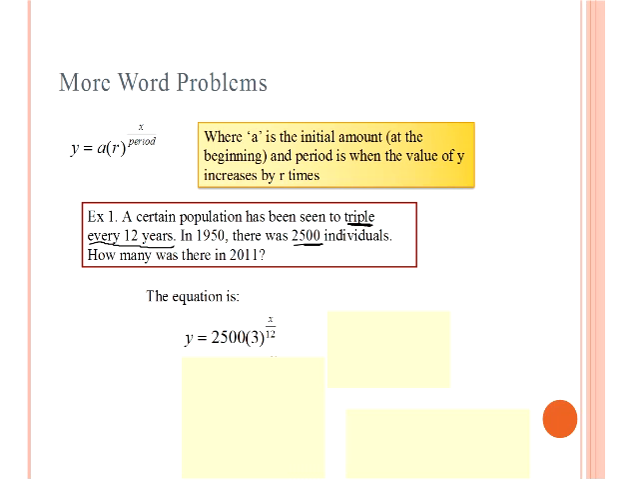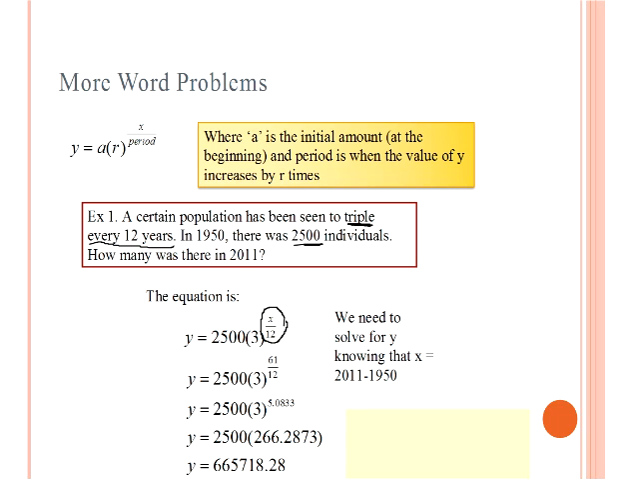Now this is a rational exponent, by the way. That's why this is coming up again. So we're going to solve for x here, knowing that x is the number of years since 1950. And if we want to look at how many individuals there are in 2011, we're going to plug in x equals 60. And so we would see that there are 665,718 individuals.